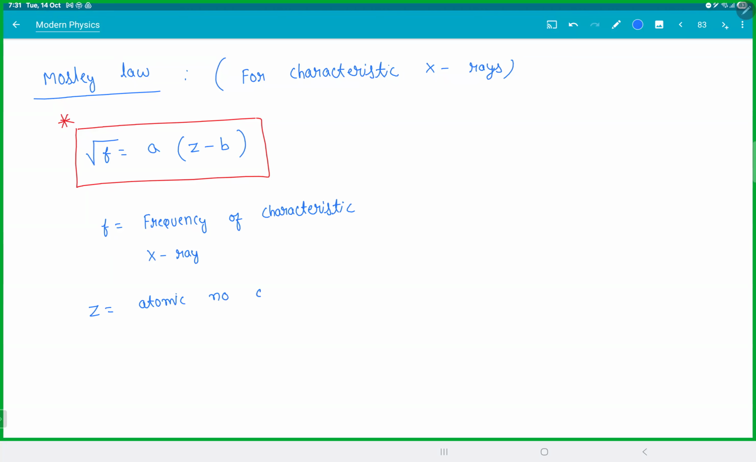That is your atomic number of the target. So you can finish your classes' material and you can finish off that. I think that should be sufficient for both. That will be a good amount of practice. Don't ignore this chapter. The B is the screening constant.